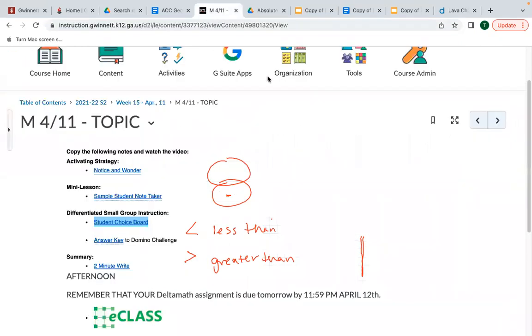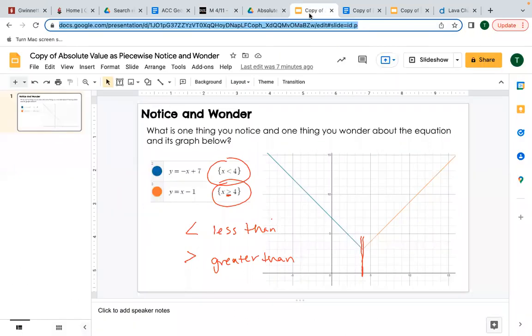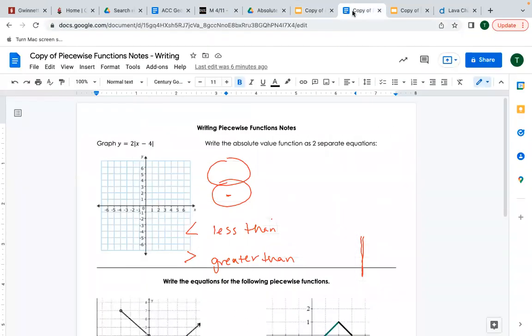With that being said, we're going to go to the note taker. Go ahead and write down this right here. One great thing about this is you can type this straight into Desmos, so I'm going to show you how to do that. But go ahead and write down this equation, and we're going to graph it and then write the absolute value function as two separate equations.